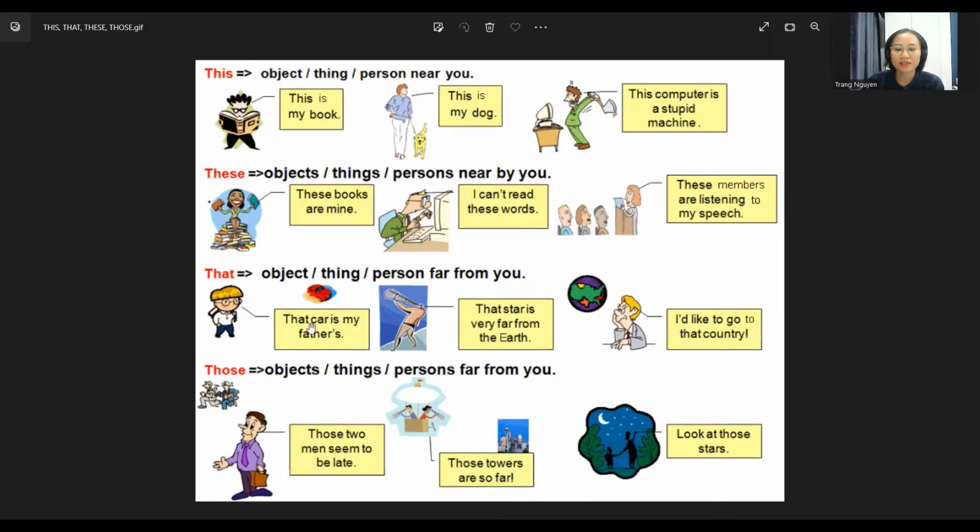That car is my father's. That star is very far from the earth. I'd like to go to that country. Those two men seem to be late. Those towels are so far. Look at those stars.